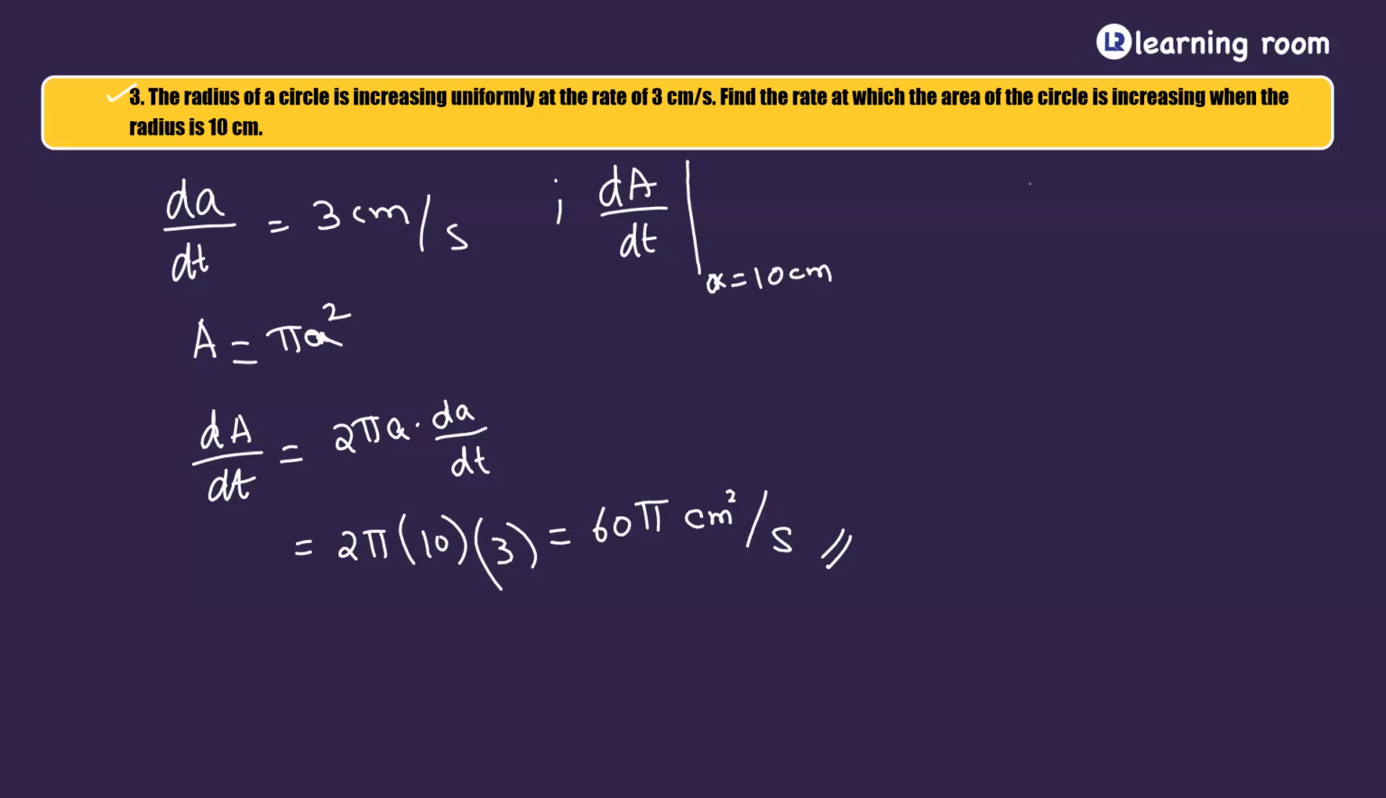Pi is just a variable there. I use small a for radius, capital A for area. Okay. Shall I proceed?